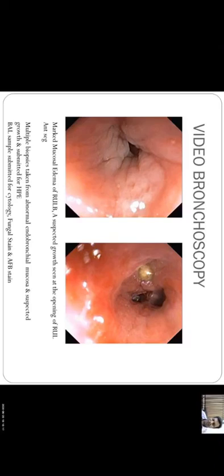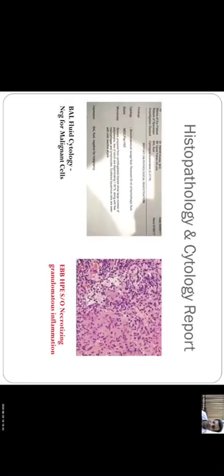So multiple biopsies were taken from abnormal endobronchial mucosa and also from the suspected growth, and everything was submitted for histopathological examination. Bronchoalveolar lavage fluid was also collected and submitted for malignant cytology, fungal stain, and AFB stain along with MTB CBNAT. So lavage AFB and fungal culture turned out to be negative. On lavage MTB CBNAT, MTB was not detected. EBB for HPE was suggestive of necrotizing granulomatous inflammation, and lavage fluid cytology was negative for malignant cells.